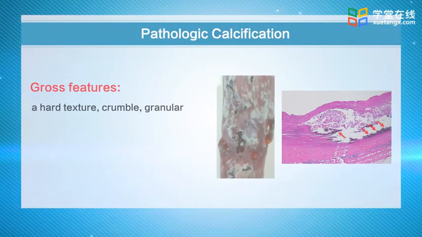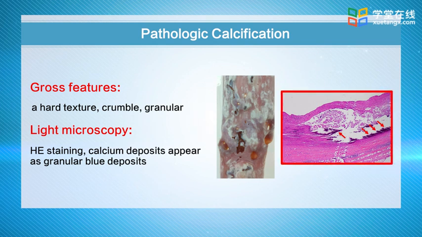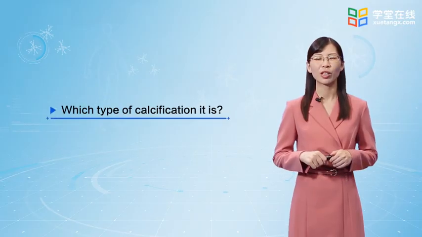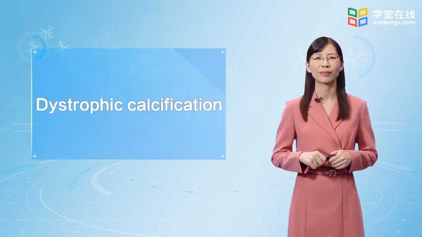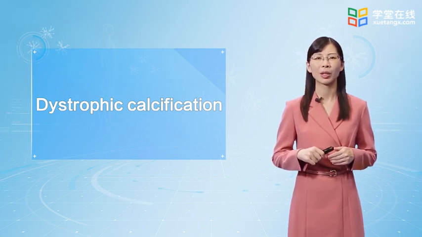In standard histological preparations, calcium deposits appear as blue granules located around the cell membrane of injured cells or diffusely in necrotic areas. This picture shows the bottom of the atherosclerotic plaque, and we can see the blue calcium deposits. Could you tell which type of calcification it is? Well, it is dystrophic calcification. Calcium deposit can also be identified by a histochemical stain.